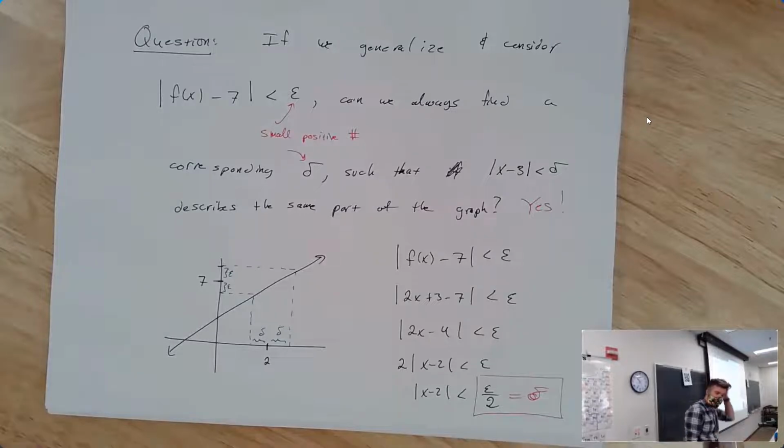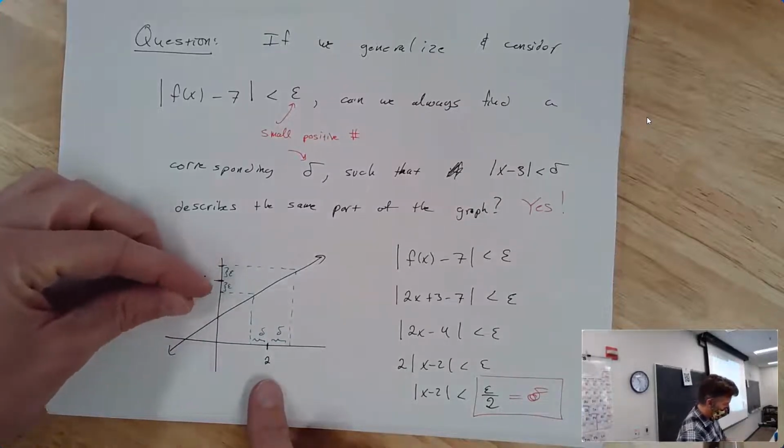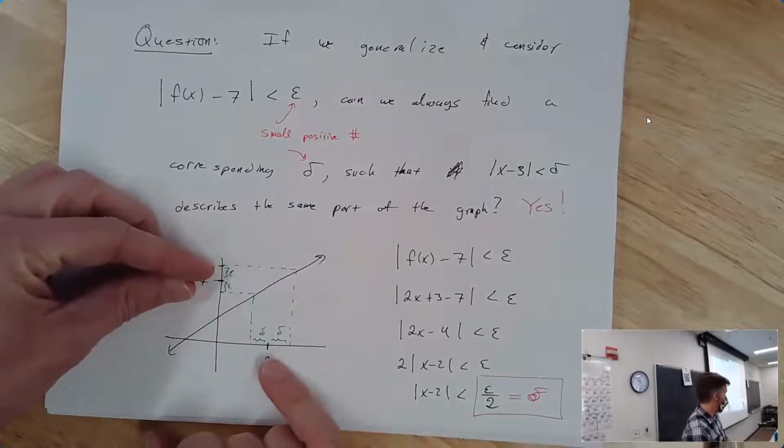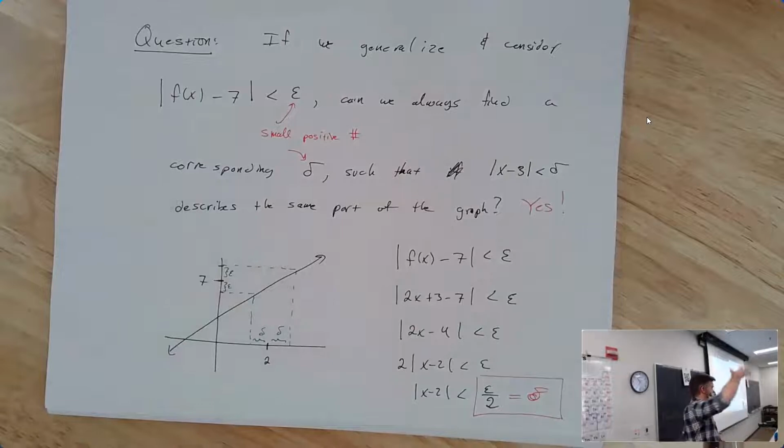And for linear functions like this, it really is pretty easy to see because you can always think of the slope. If the slope is 2 in this problem, which it is, for whatever change in x you have, the y change is going to be twice that. So if we only want to be epsilon away from our y value, we only want to be half of that away from our x value because the slope is going to magnify that change by a factor of 2.